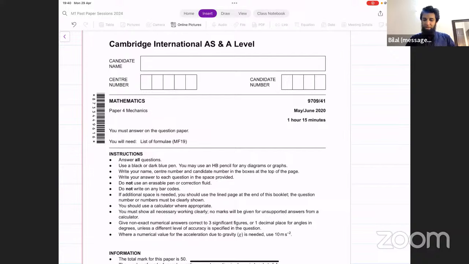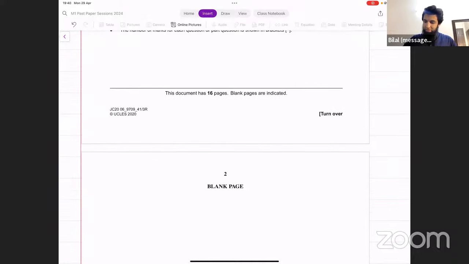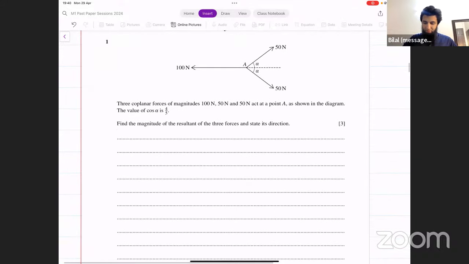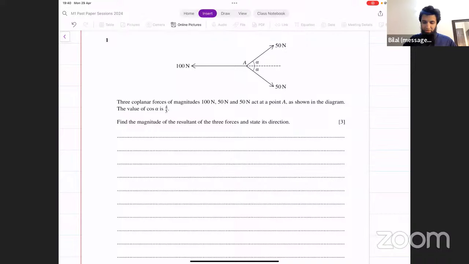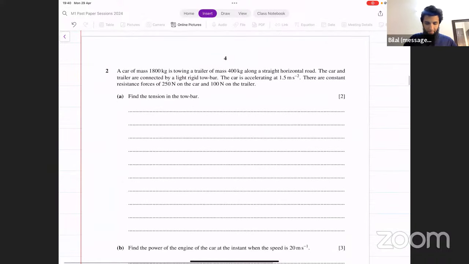June 2020, paper 4, variant 1. We're going to be doing difficult questions from this paper. Let's have a look at this. I'll go through the questions myself alongside as well, in case there's any that I find difficult that maybe we can discuss. Okay, so the first one, we just have to find the magnitude of the resultant and state its direction. That's straightforward.